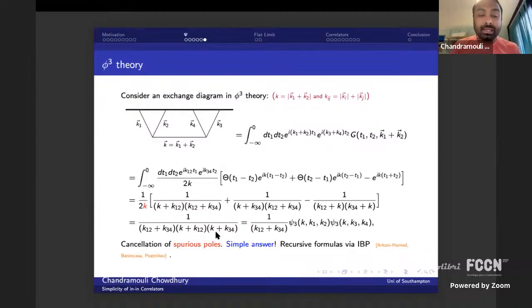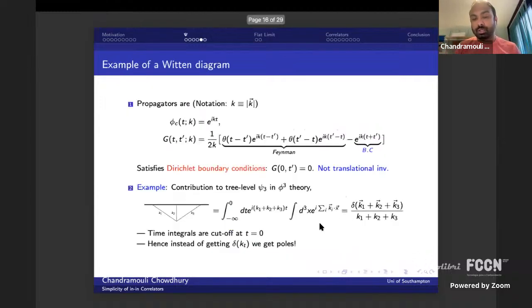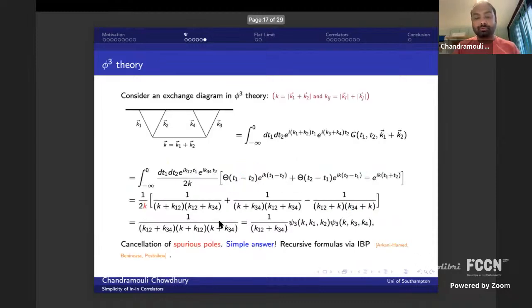In fact, what's even nicer is that this answer can be written as 1 over k12 plus k34 times a product of contact diagrams, because we saw that the contact diagram was really just a sum over k's. So in fact, these two guys you could really just think of as a product of 2 3-point functions. This example already suggests that there might be a recursive structure, although the recursive structure here is really diagram by diagram. So a 4-point diagram can be written as a product of 2 3-point diagrams.